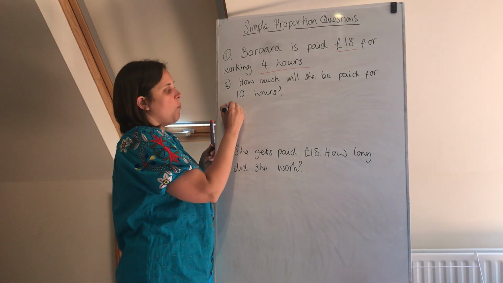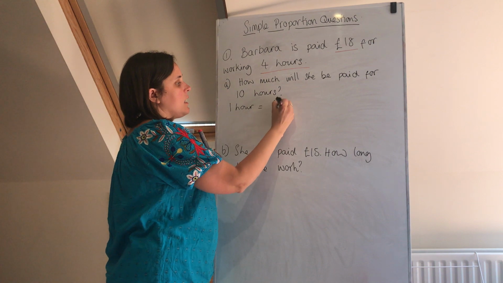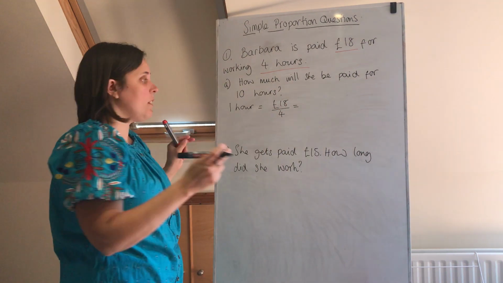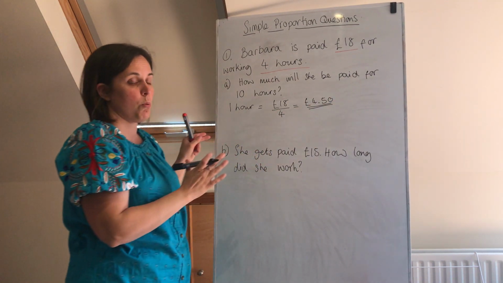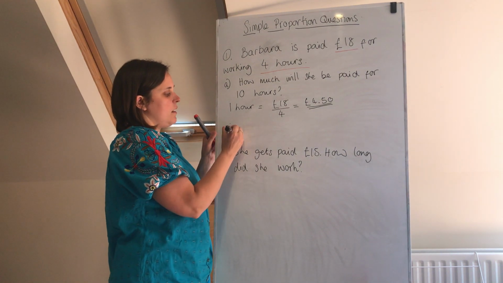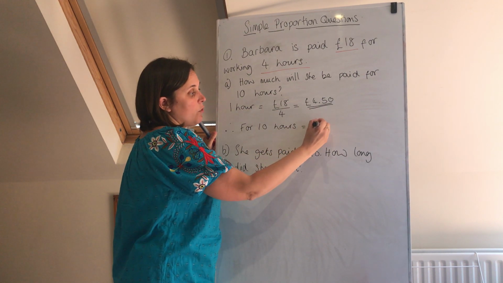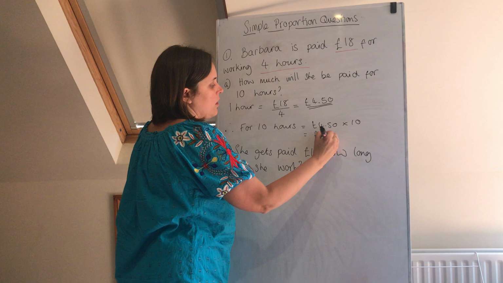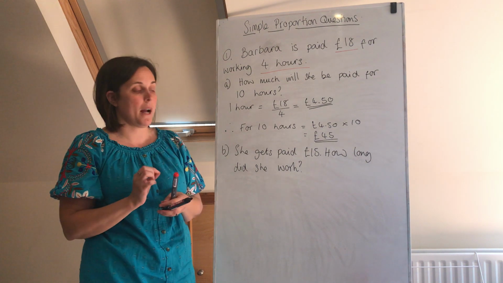To work out 1 hour, we take how much she got paid, which in this case is the £18, and we divide it by the number of hours that she worked, which is 4 hours. If you do that, you get £4.50. And that's really useful for the second part of the question, which we'll come on to in a moment. The question says how much will she be paid for 10 hours? We can then write, therefore, for 10 hours, that would be just £4.50 for every hour, so all we do now is times that by 10. That's a nice calculation to do, no calculator needed. Barbara would therefore get £45.